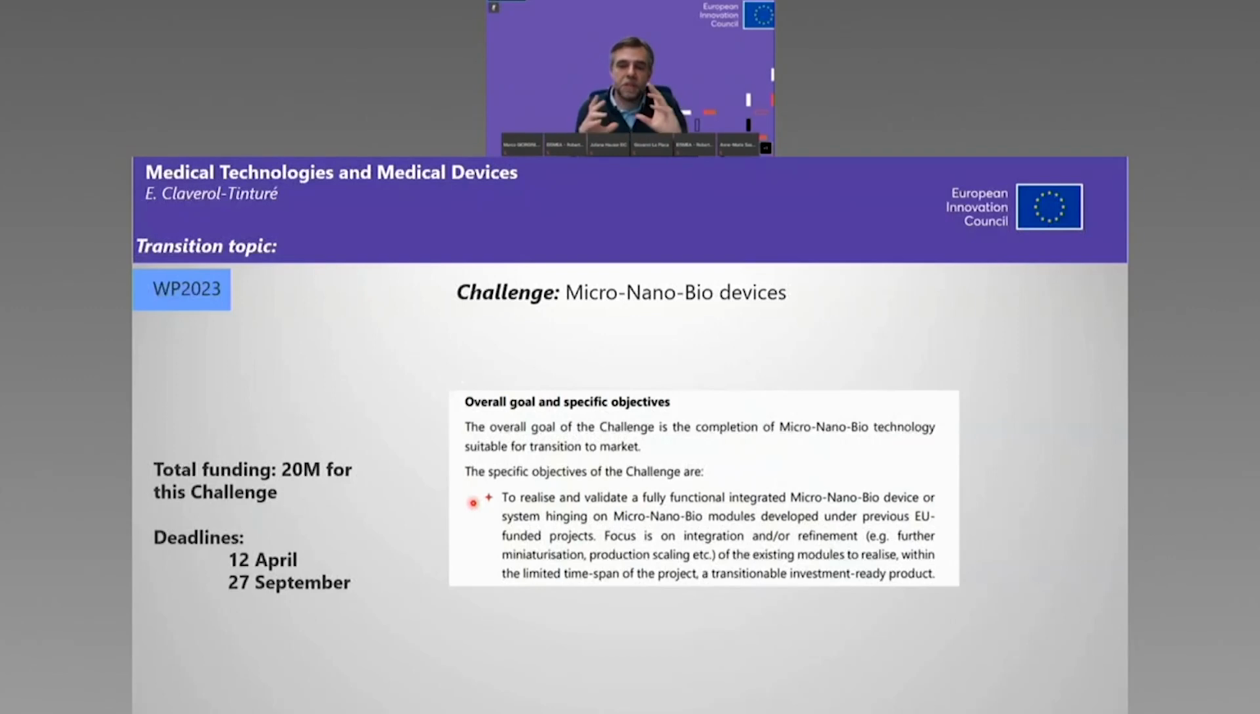But it has to be just this final refinement, what you can do with 2.5 million in a couple of years, and then quickly start looking for your private co-investors who will co-invest with us. Within the time span of the project, your project should become investment ready.